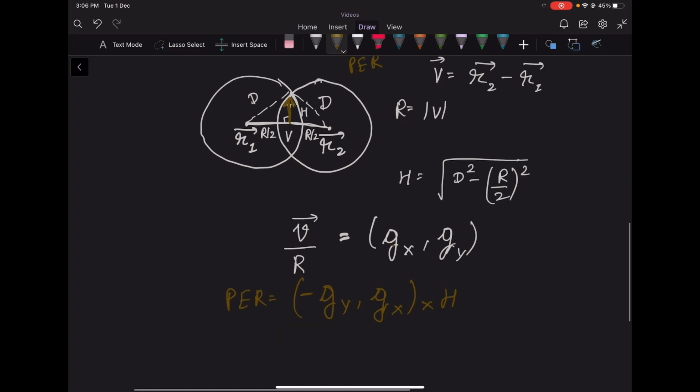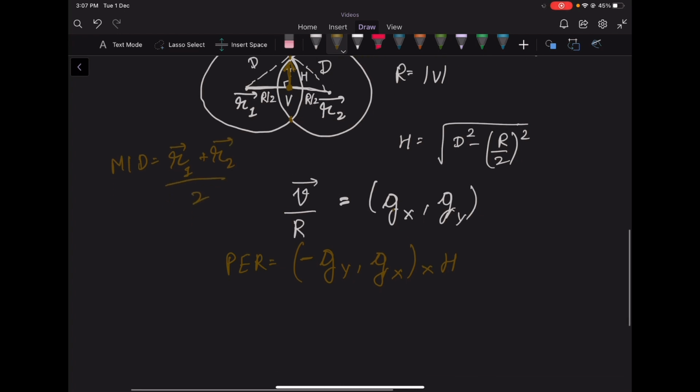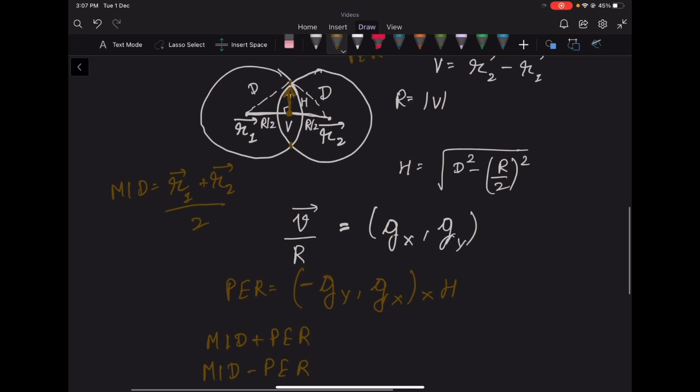Now, finding these points is quite easy. So let's first find this point. This point will be r1 plus r2 by 2, since it is the midpoint. So mid will be r1 vector plus r2 vector by 2. Now, these 2 points will be mid plus perpendicular vector, comma, mid minus perpendicular vector. So this will be the 2 points. In this way we can find the 2 points.